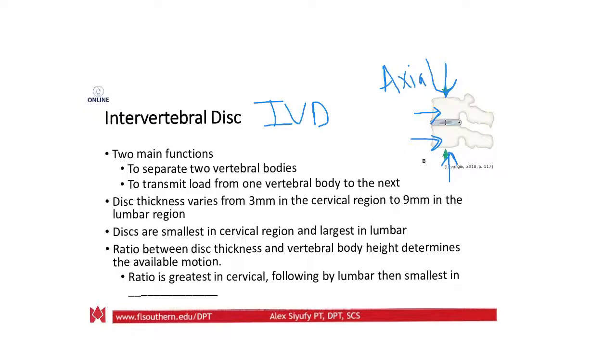compression. So with that, the disc varies in width, obviously smallest at the cervical spine, about 3 millimeters, and then largest at the lumbar spine, 9 millimeters. Of that, a penny is about 19 millimeters in diameter or wide. So about half of a penny is the width, average height of a lumbar disc. And then the ratio is greatest in cervical, lumbar, and then smallest in thoracic spine.